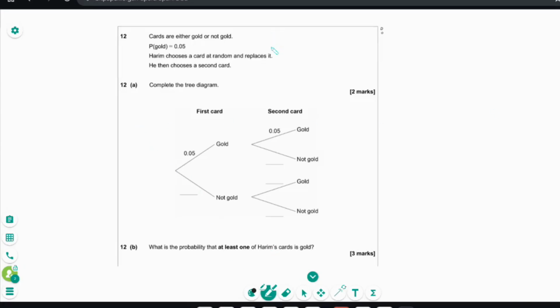Question 12. Cards are either gold or not gold. The probability of getting a gold is 0.05. Harim chooses a card at random and replaces it, then chooses a second card. Complete the tree diagram, so the probabilities in each branch add up to 1. 1 minus 0.05 is 0.95.